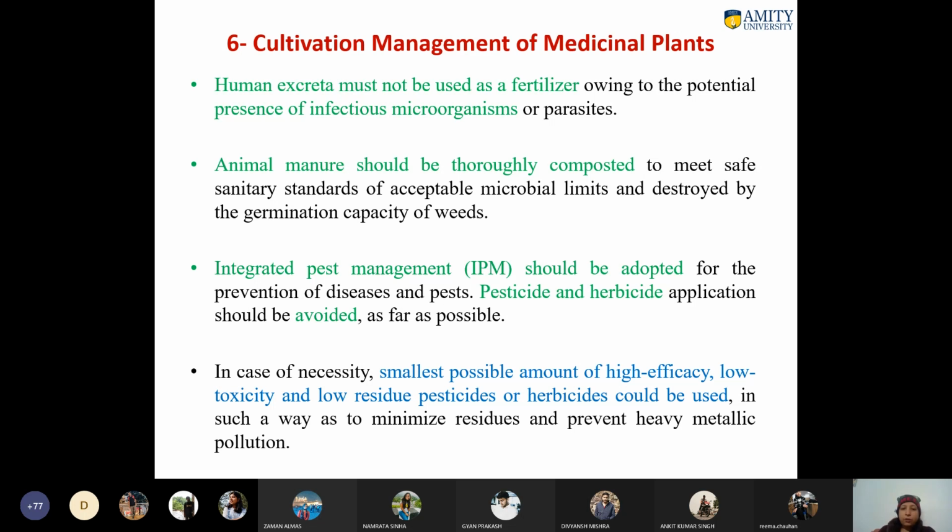So these are generally avoided because they can lead to pesticide residues in the soil, which can cause toxicity and heavy metal pollution. That is why it is generally encouraged that the smallest possible amount of high efficacy, low toxicity and low residue pesticides or herbicides be used. Okay, I hope this point is clear.